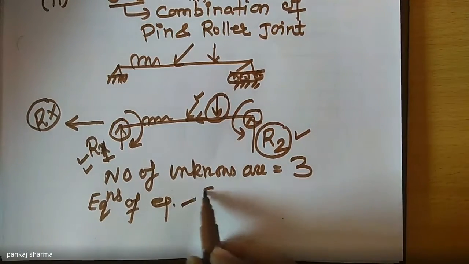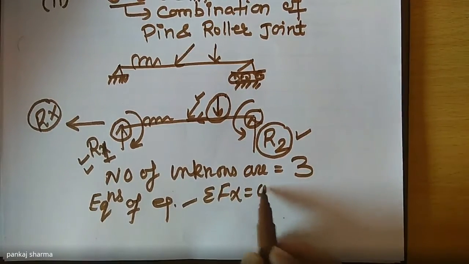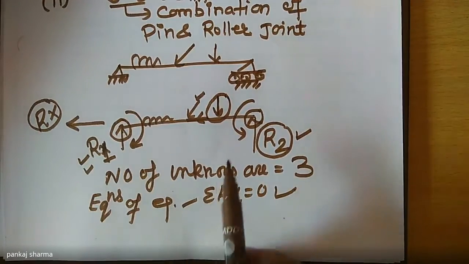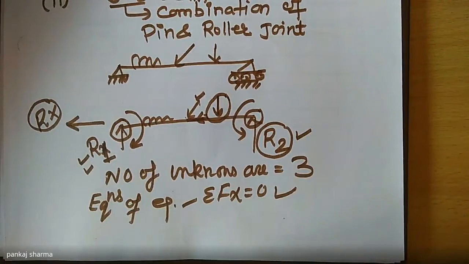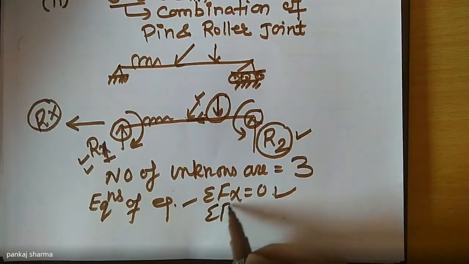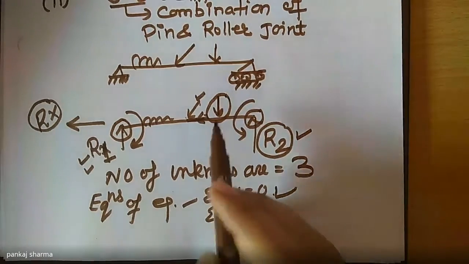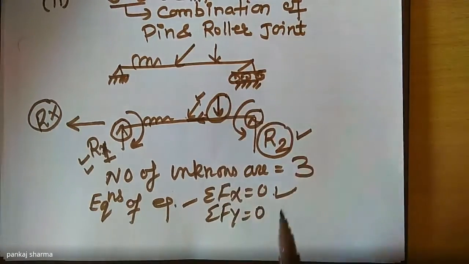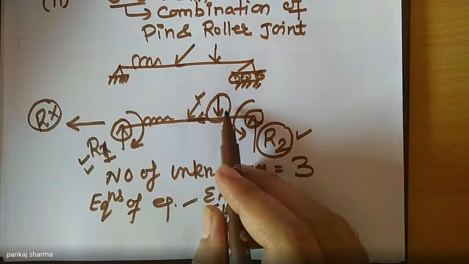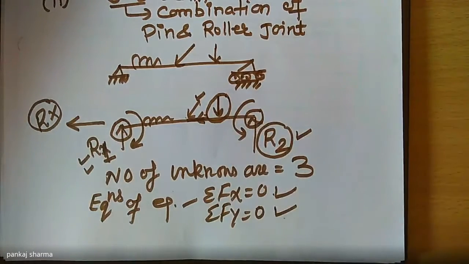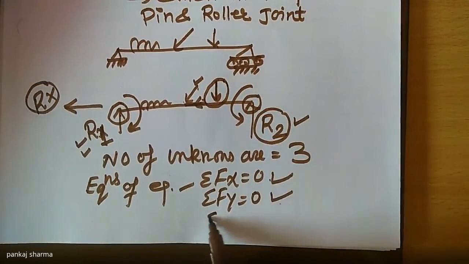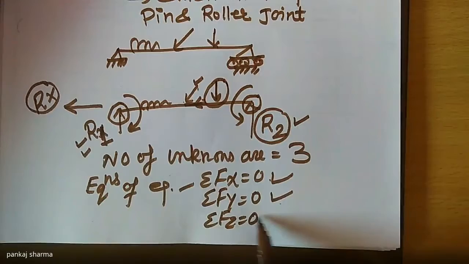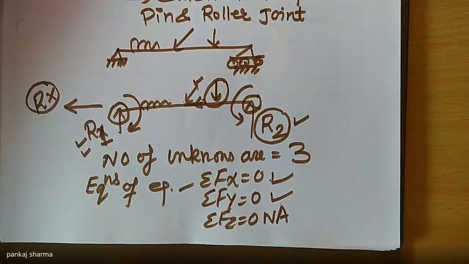And the available equations of equilibrium are Fx equal to 0. It is useful because a component of the external force is present. That's why it is useful. Fy equal to 0, it is useful. We can check that an external vertical force is there, maybe downward, maybe upward. Fz equal to 0 is a non-applicable equation, not useful.